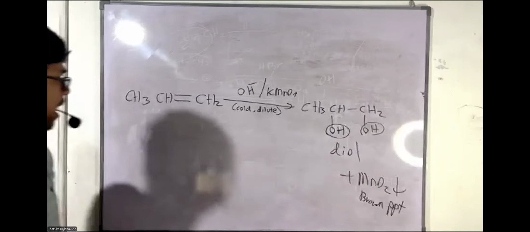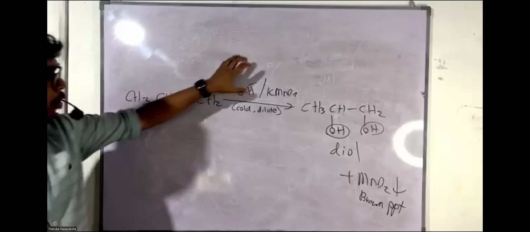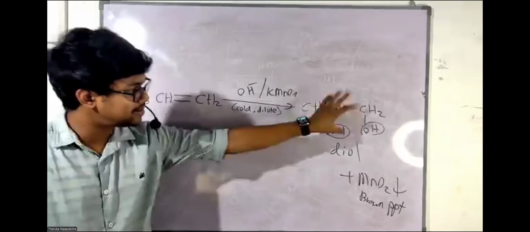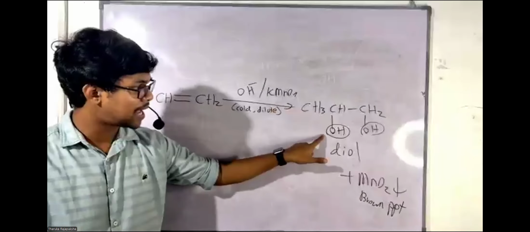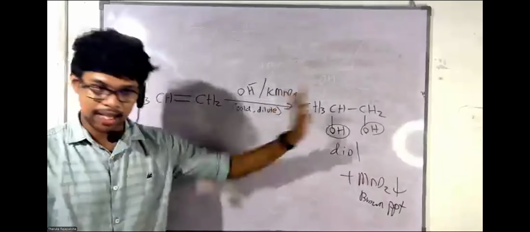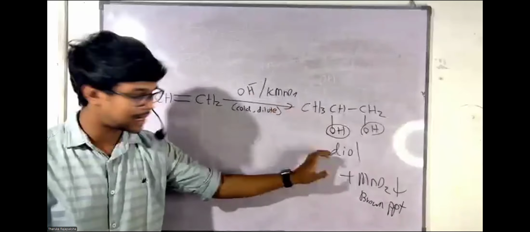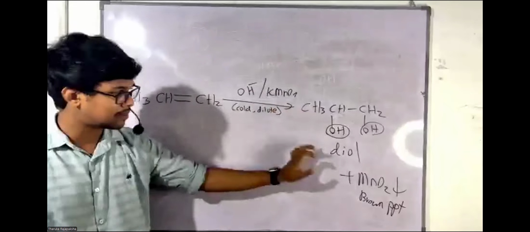Can you say it again? Okay, there is the alkene. So you add OH minus KMnO4 in cold and dilute conditions, and then you get this product, CH3 CH, and Cl2, and two OH groups attached to the neighboring carbons. When you have two OH attached to neighboring carbons like this, you call that a diol, right? You call that a diol.